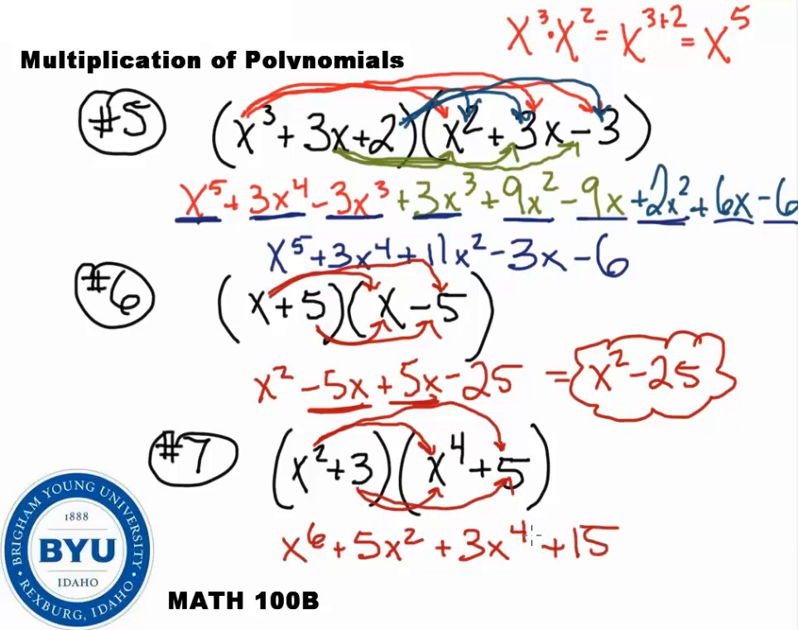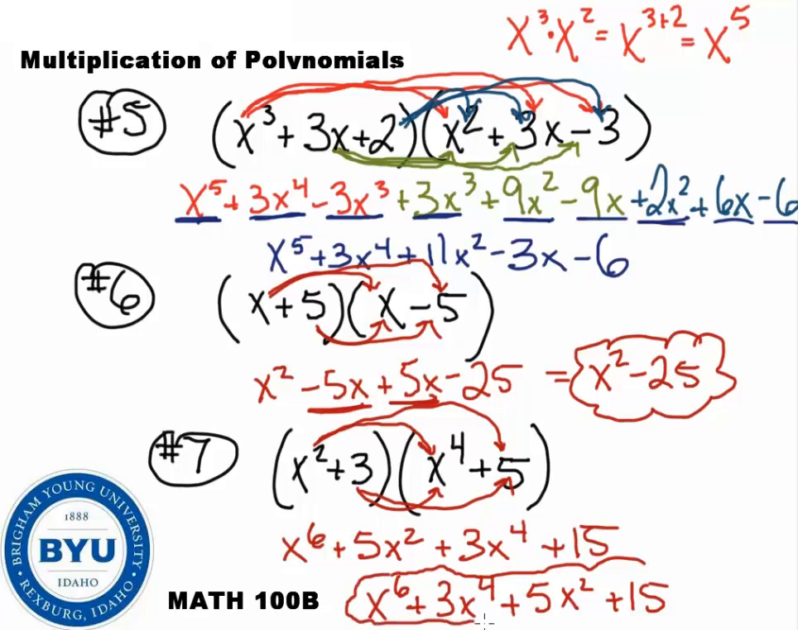Are there any like terms to add here? 6's, no. Squareds, no. 4. So there's no like terms to add. It should be known that if you were doing this as a test question, this answer probably would not be there because they would have it in descending order. It's usually good to put it in descending order: x to the sixth plus 3x to the fourth, because we do powers. The highest powers come first. Then put your 5x squared plus 15. The answers are really the same, but just know that usually we like to write these in descending order.